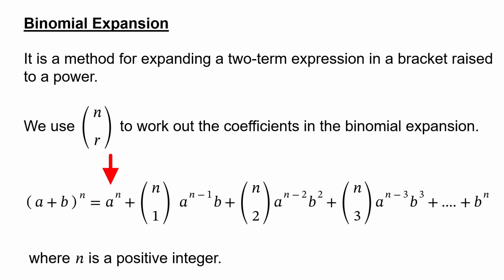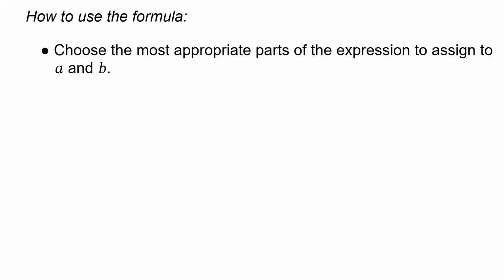That's why we don't have any term in b. Then b has a power of 1, then a power of 2, then a power of 3, and so on, all the way till it attains the highest power possible, which is n. So this is very important. So how do we use this formula? Well, you're going to start by choosing the most appropriate parts of the expression to assign a and b.